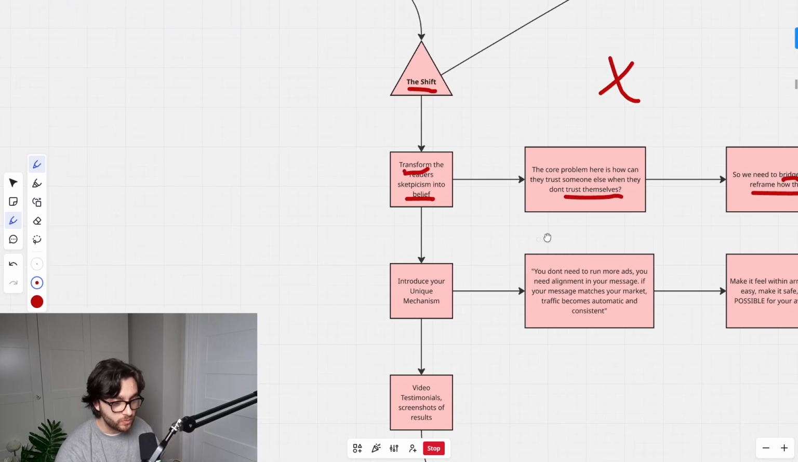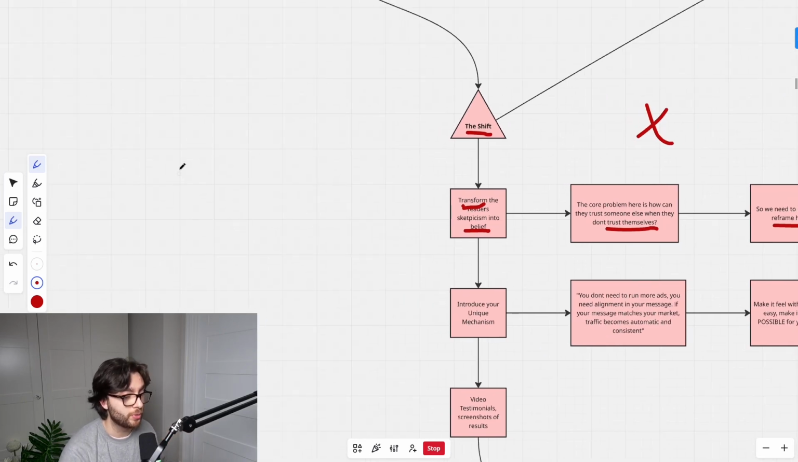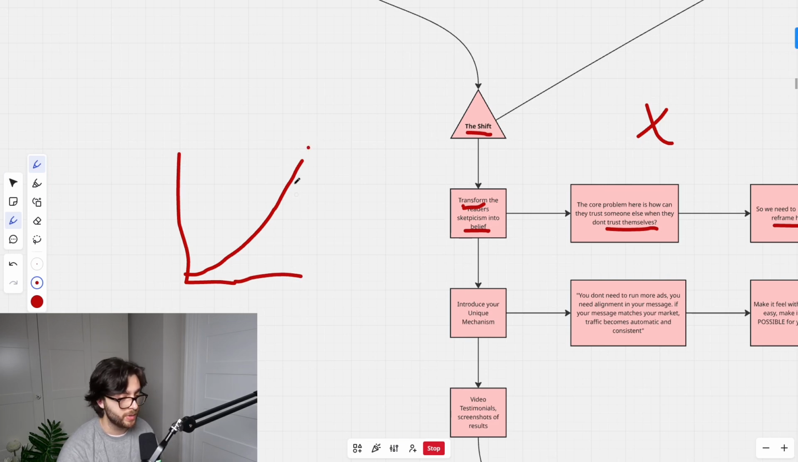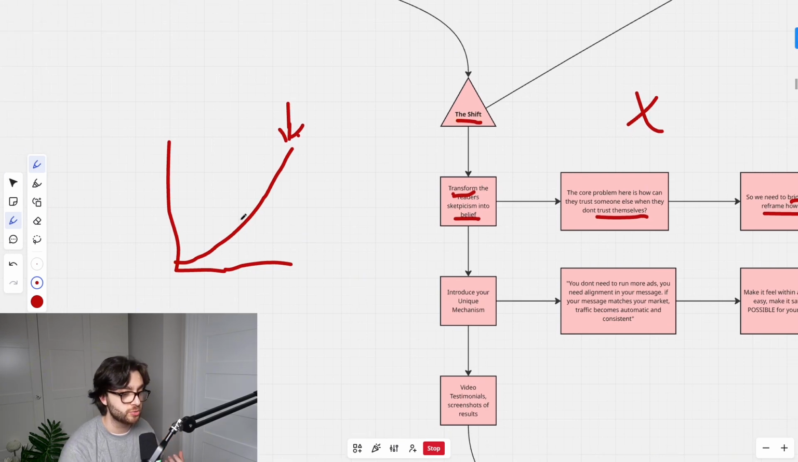So on the left side, you have where your prospect's belief is right now: low, flat, and skeptical. And on the right, you have where it needs to be for them to take action: confident, hopeful, and ready, right? The 3-step sales page creates a smooth curve that lifts that belief as they scroll down and read. And the shift is the middle of that curve. This is where you introduce the unique mechanism. It's the core idea that makes your offer make sense.